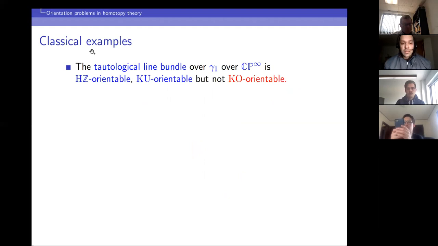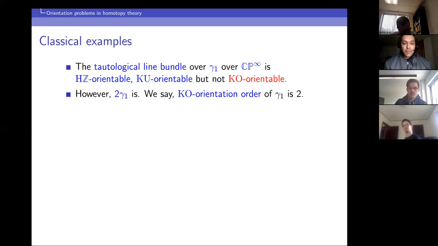First is the tautological line bundle. I'm going to denote this by gamma 1. It's a bundle over CP infinity. This is HZ orientable, KU orientable, but not KO orientable. The obstruction is eta, which highlights the fact that KO captures some non-trivial element from the homotopy groups of spheres in its Hurewicz image. But two times the tautological line bundle is KO-orientable, in which case we say that the KO-orientation order of gamma 1 is 2.